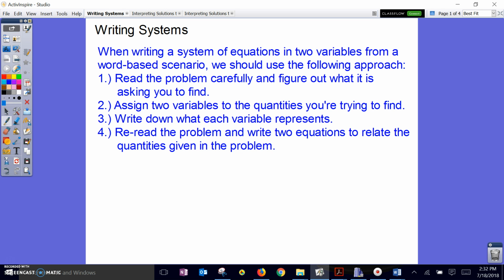Once we figure out what the problem is asking us to find, since we're dealing with system scenarios here, we're going to have to assign two variables, because there will be two different quantities that we're trying to find. Then we're going to write down what each variable represents, and then we're going to reread the problem and write two equations that relate the quantities that are given in the problem. Let's look at a few examples.